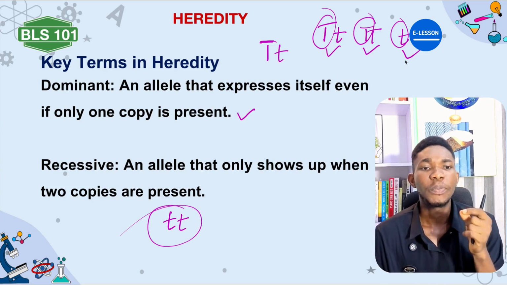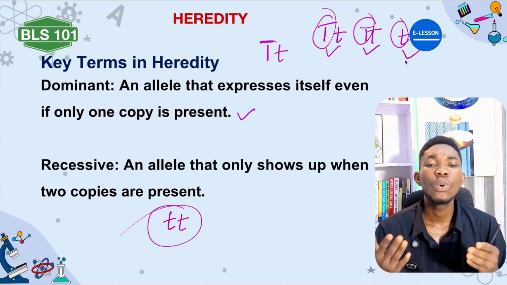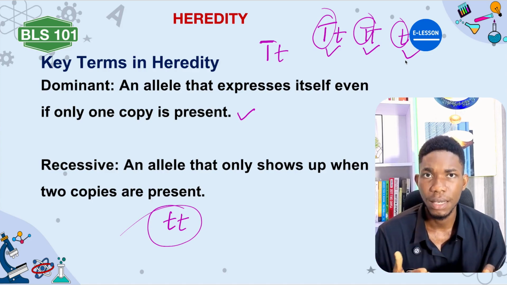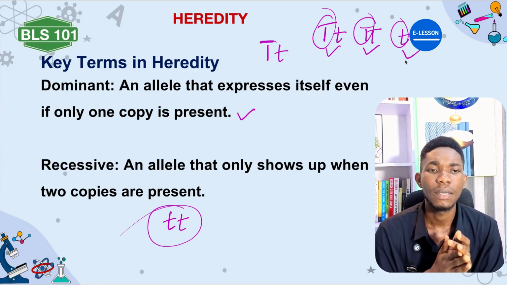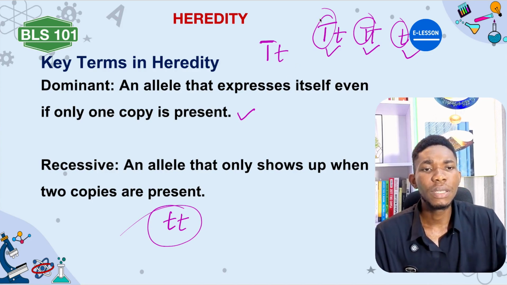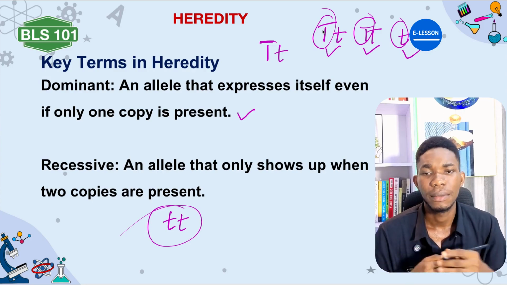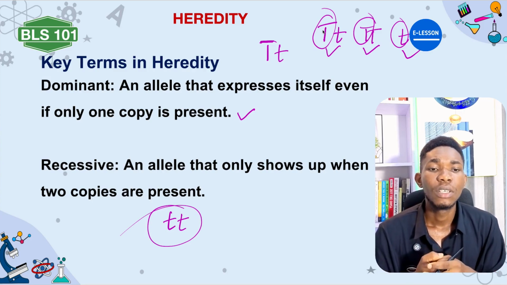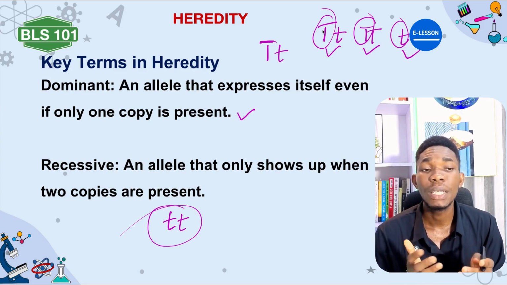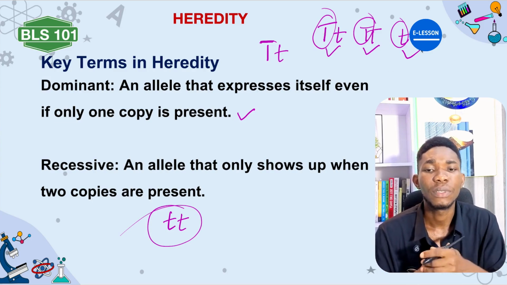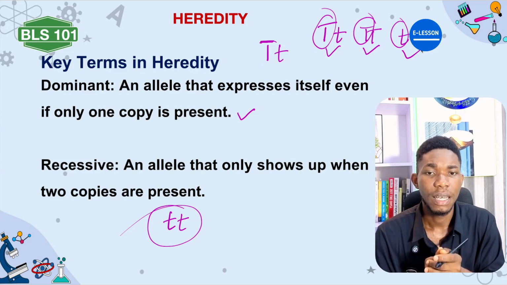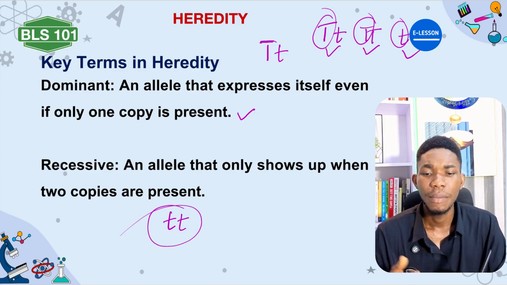Dominant alleles express themselves even when only one copy is present. Even when you have just one copy, they express themselves. Like I have said, this big T here is a dominant allele. Then recessive alleles only show up when two copies are present. Are you getting it? Like this small t and this small t is what? Recessive. Is that okay? Now, let me not spend so much time here.